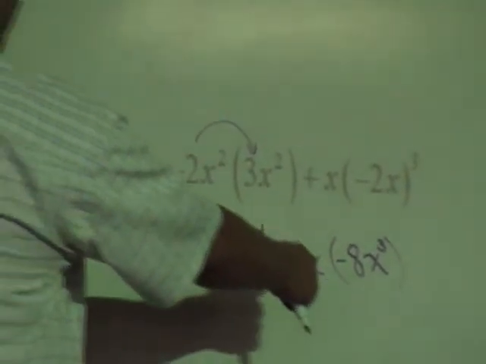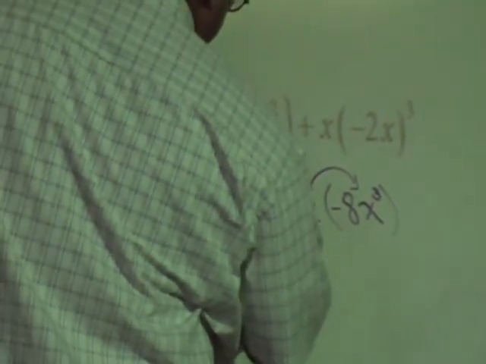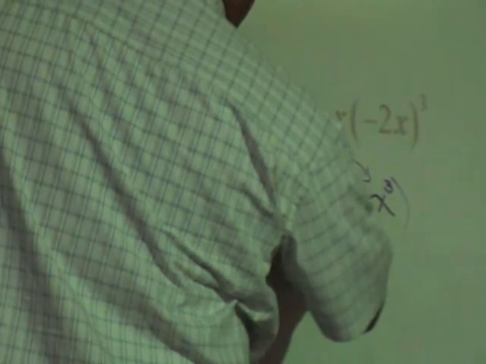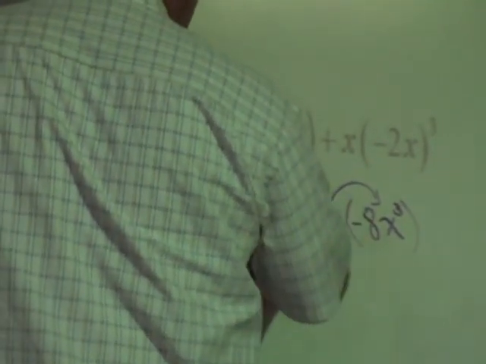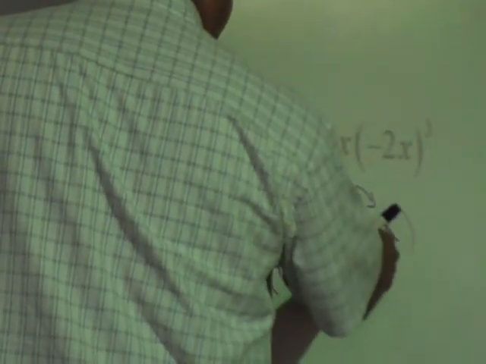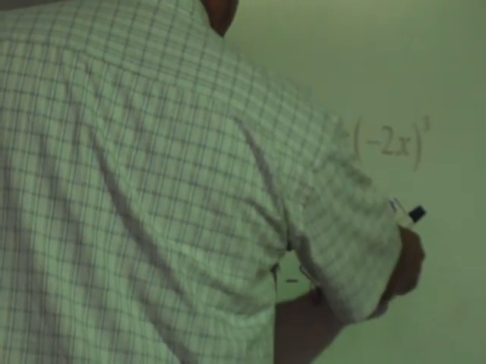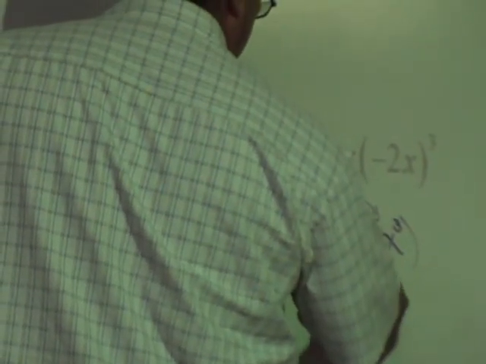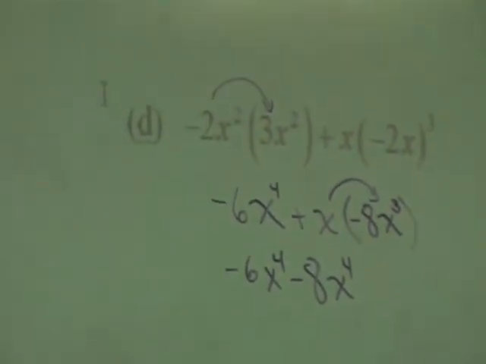Now, we can get rid of the parentheses here by multiplying here. So what do we have? Negative 6x to the 4th. Now, let's multiply the coefficients. There's a 1 times a negative 8. What is that? 1 here times negative 8. Negative 8. Negative 8. And then x times x to the 3rd power, x to the 4th. Are these like terms?